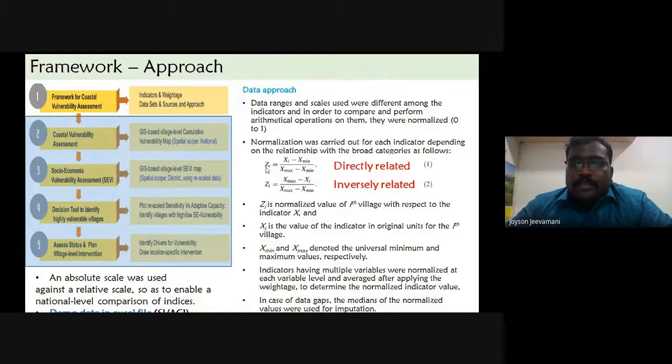So here, this is the actual value minus the minimum observed value in this range, divided by the maximum minus the minimum observed value. That will give you a normalized value. The normalized value will be between 0 and 1, so we have converted all the data into 0 to 1. Depending upon the relation of the indicator to the sensitivity and adaptive capacity, we use two equations. The first one is for directly related indicators, equation 1. The second one is for inversely related indicators.